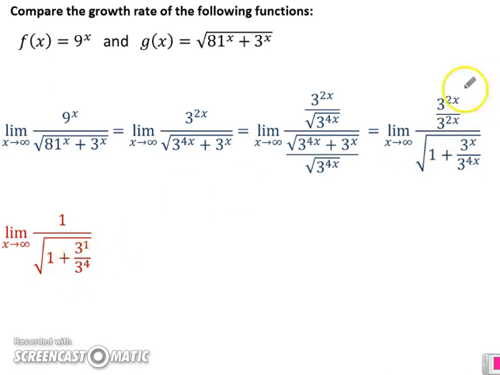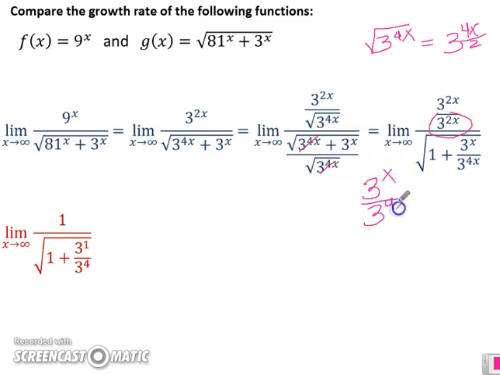Okay, so we divided by 3 to the 4x power, top and bottom, square root of that. This simplified to 3 to the 2x. These two canceled with each other. 3 to the x power and 3 to the 4x power, we can cancel those x's and we're left with 3 to the first power in the numerator and 3 to the 4th power in the denominator. Just want to make sure we're all clear since I kind of messed that up.